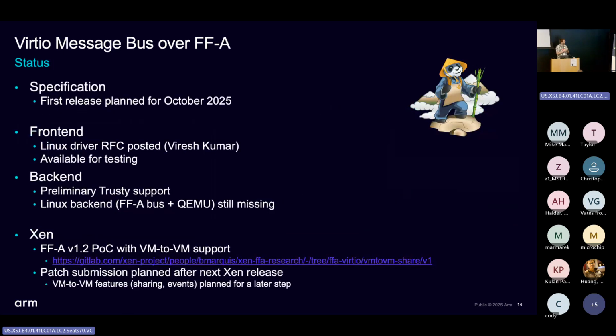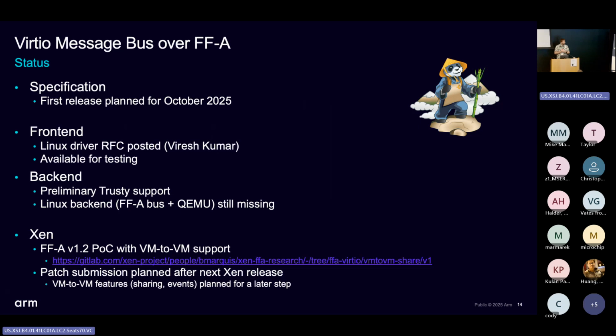So what is the current status of this? The specification will be released publicly. It's currently planned for mid-October. We have a Linux driver, which was published on the Linux kernel mailing list as an RFC by Viresh, and which is available for testing. As a backend, Google did a Trusty support. So we have a Trusty backend running in the secure world. Currently, the Linux backend, both the FFA bus and the QEMU side of things, is kind of missing at the moment. We have some POCs which are mixing up things, but no full implementation available.